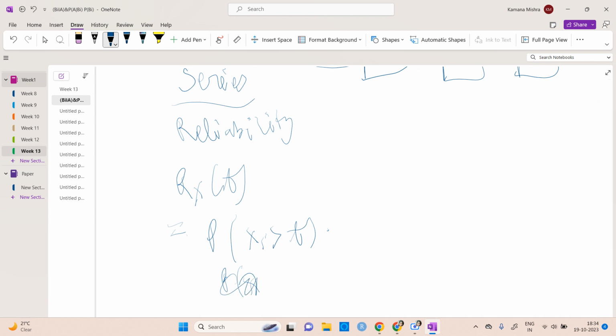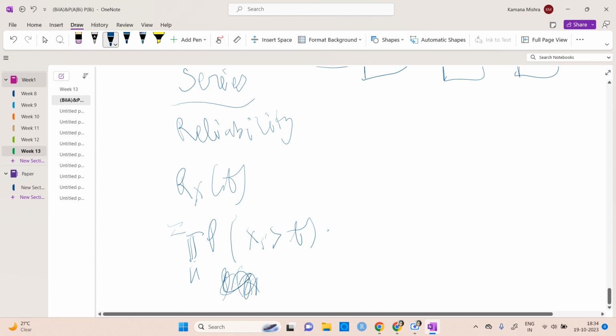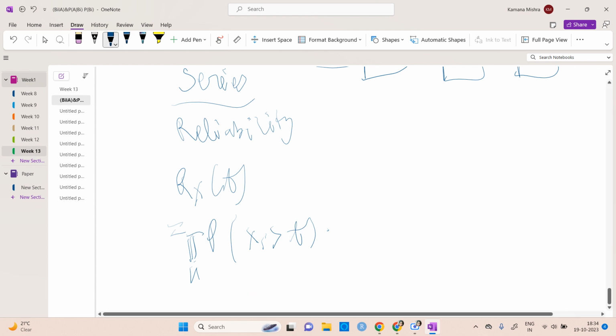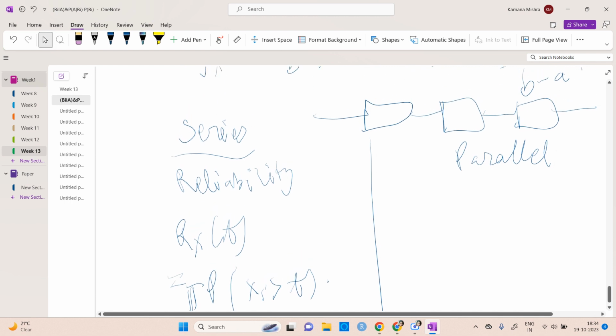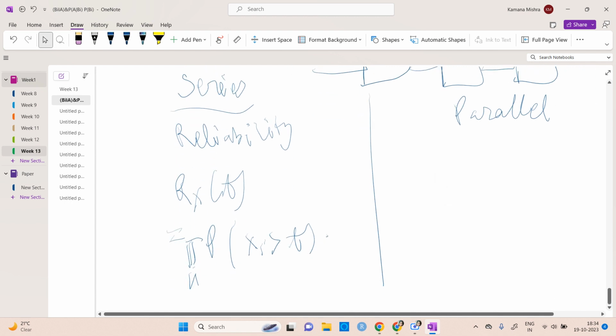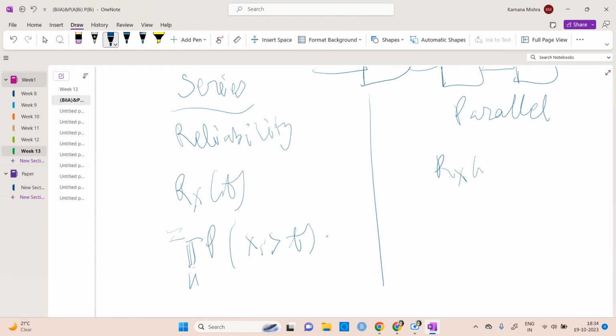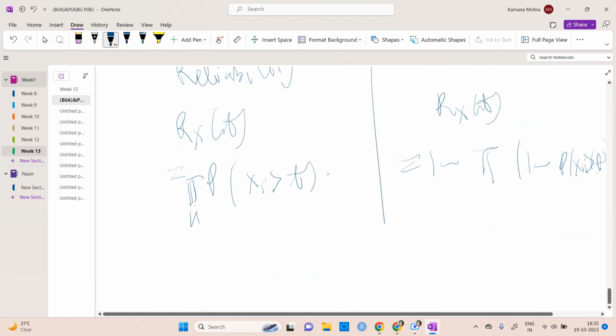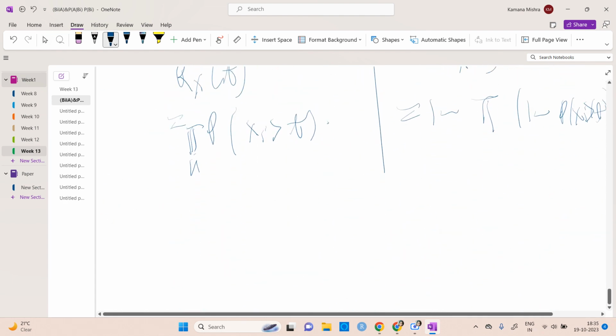Okay, so I should just write this like this. In the series you do the multiplication like this. And for the parallel, parallel means one is not affecting the other, right? So in the parallel you have R(t) as 1 minus the product of (1 minus P(Xi greater than t)). Okay, so these are just formulae you need to go through.